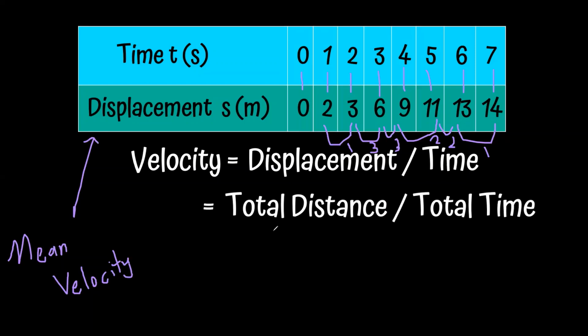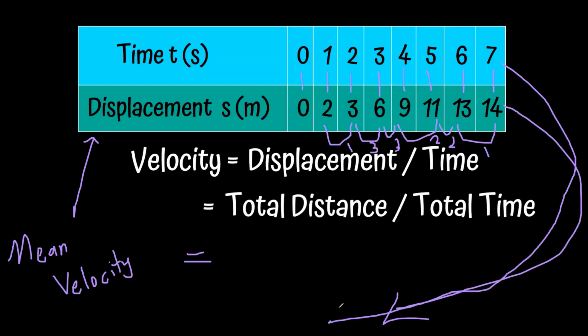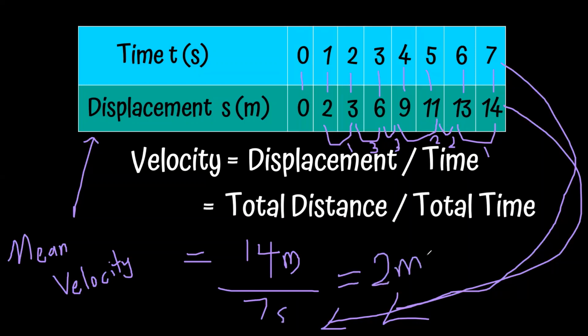So in this case also we need to get the total distance like this and the total time as this. The total distance equals 14 meters and the total time is 7 seconds. So we can get the answer as 2 meters per second, or 2 ms^-1. And these kinds of velocities can be named as mean velocity.